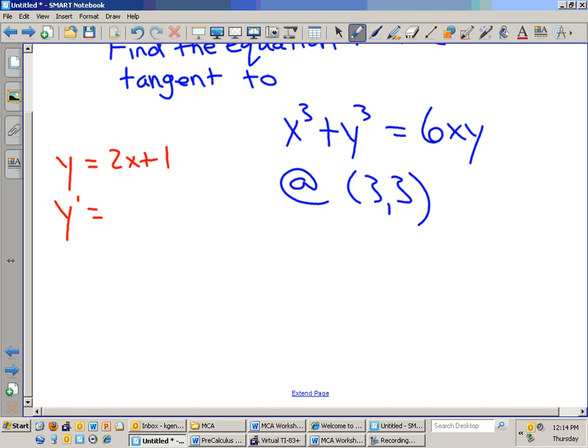What's the derivative of 2x? 2. Derivative of 1, 0. So you see what happens when you take the derivative of the y, you get the y prime. So we have to remember that. So we start to take the derivative of this. What is the derivative of x to the third? 3x squared. What is the derivative of y to the third?